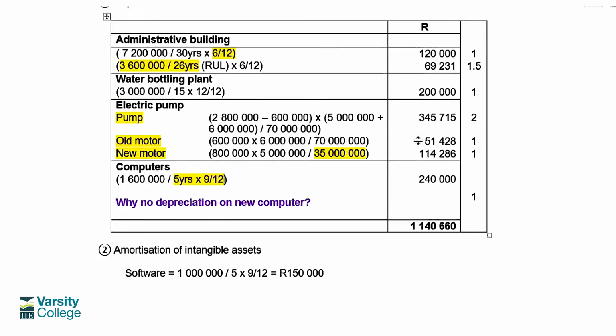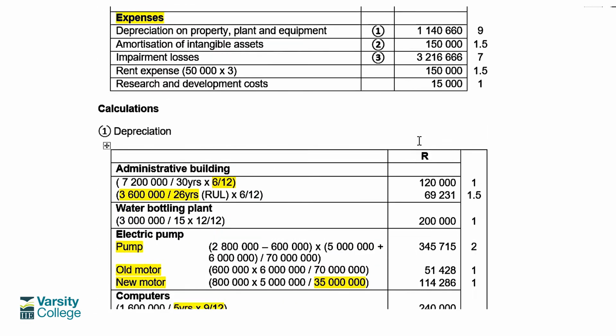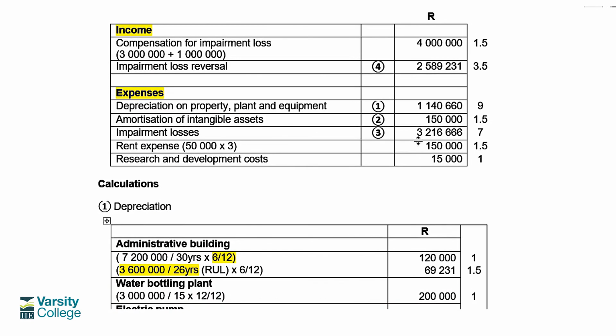Right, let's move down now to the amortization of the software. Again, just to remind you, we're not amortizing the new software because it hasn't yet been put into use. So the old software, $1 million, divided by 5 years, multiply by 9 over 12, 150K, and pop that into your PBT note as well. And there it is, amortization of intangible assets, 150K.